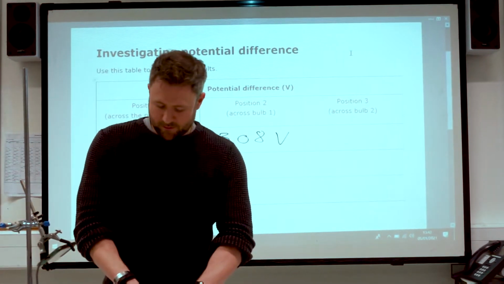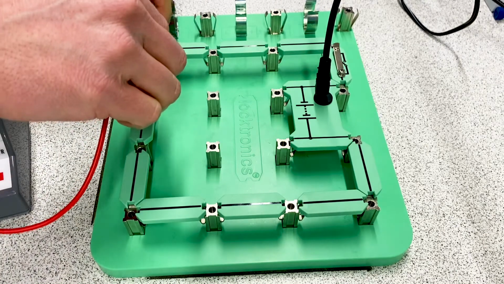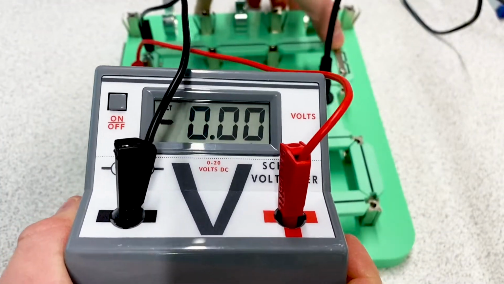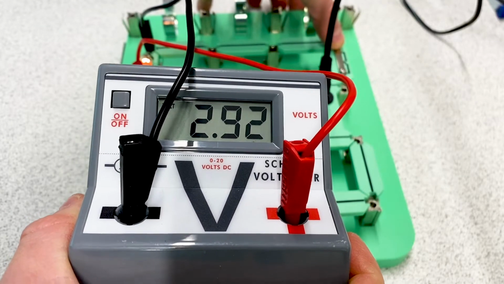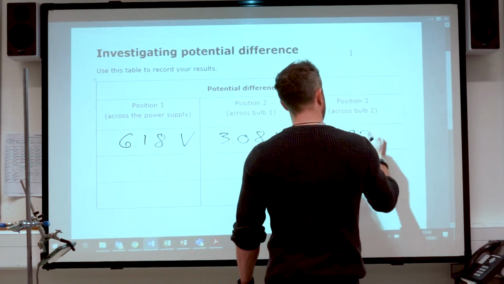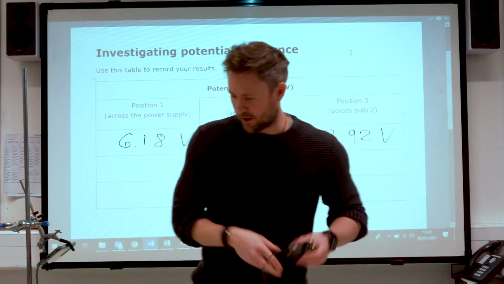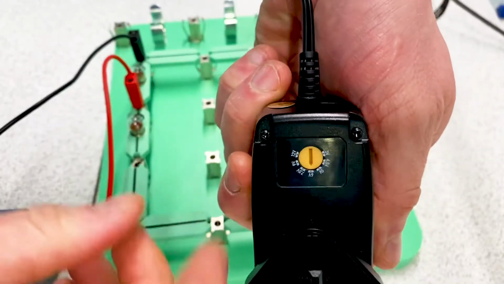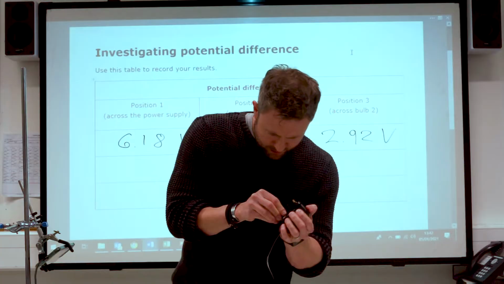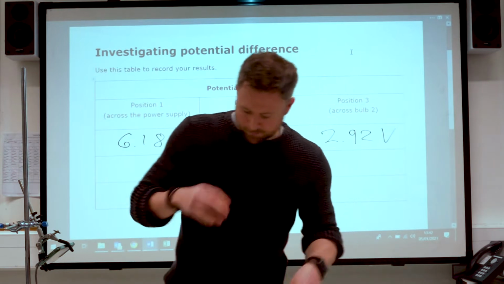Just as we did this time, we're going to move the voltmeter to measure the potential difference across the second lamp. Complete the circuit, 2.92, 2.93. Now, I told you before that I can change the potential difference of the power supply here, so I'm going to change it. I'm not going to tell you what we're going to change it to, but we're going to change it, and we're going to do the whole experiment again.